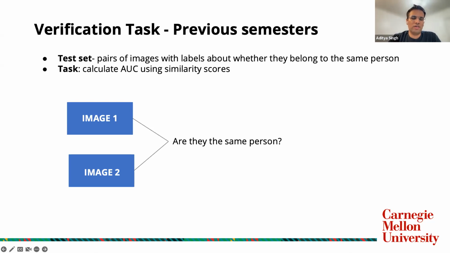Why did we not need to use contrastive losses to improve our verification accuracies? Any idea? I did drop a hint there. The people were in the training set. The people for the verification were in the training set, maybe. No, it wasn't that. They were unseen people.